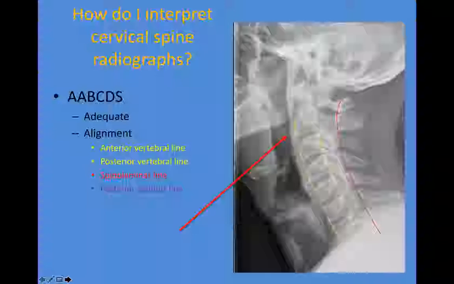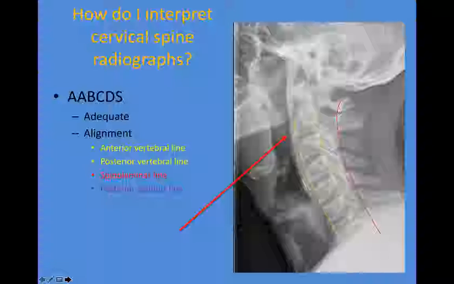So when you're looking at cervical spine radiographs, you can use this mnemonic AABCDS to evaluate the basic things about the cervical spine. So first, we already discussed that the radiograph has to be adequate. The lateral view has to include C7T1. Then the next thing you're going to look at is alignment.